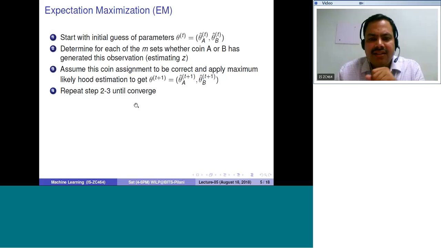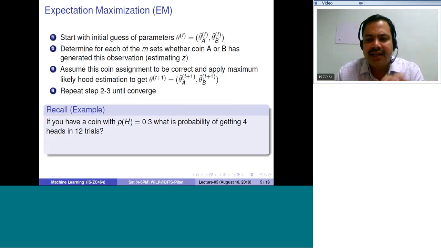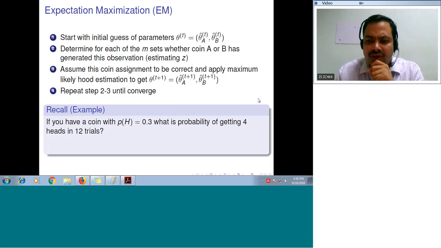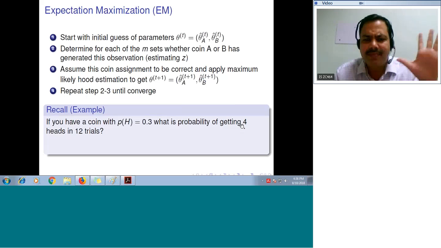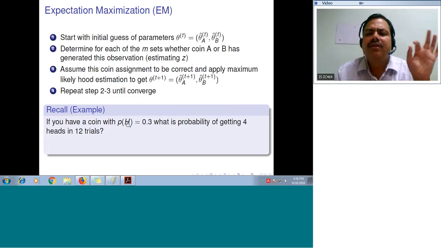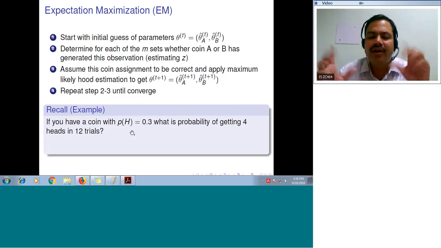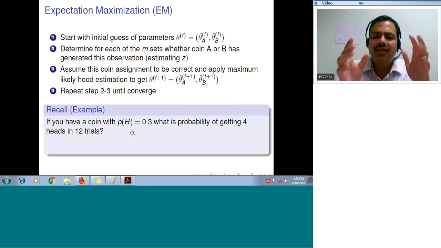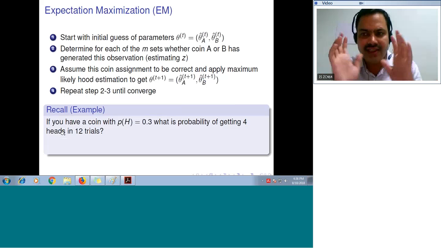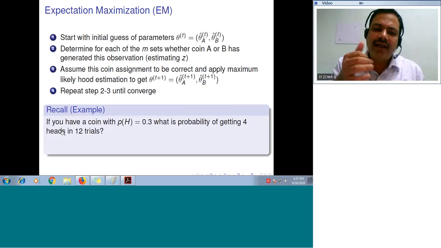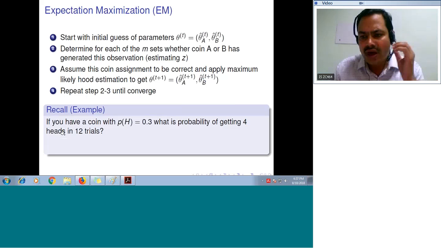To go ahead, one more mathematical concept is required. I think that concept is not very difficult to understand. Just see this particular problem and try to answer this question. A very simple question: if you have a coin with the probability of head 0.3, what is the probability of getting 4 heads in 12 trials? The probability of getting head is 0.3, and you are flipping 12 number of times.